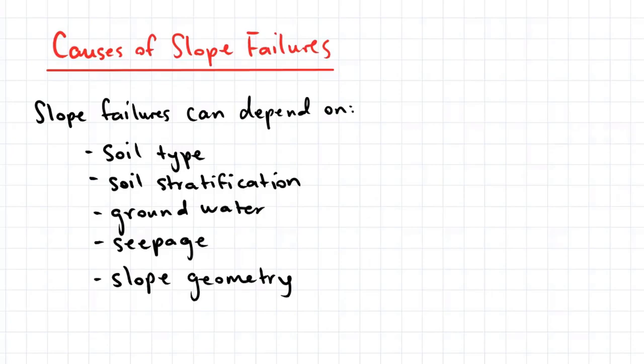Slope failures can depend on the soil type, soil stratification, which refers to the layering of the soil, groundwater, seepage, and slope geometry.